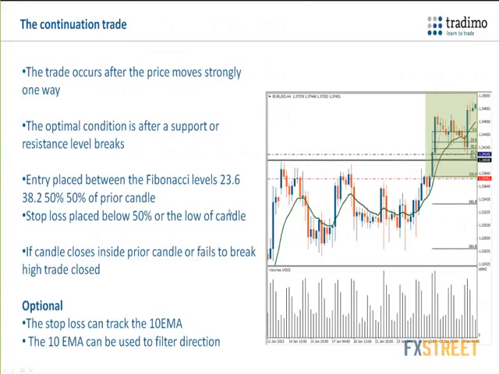Another optional one with this strategy, guys, is you can actually use the 10 EMA to filter direction. So in this example, we can see a market's ranging. As long as we're above that 10 EMA when the breakout occurs, it's actually okay to take the trade. If the breakout occurs and we're below the 10 EMA, which generally it shouldn't do, then we obviously don't look to take the continuation trade.